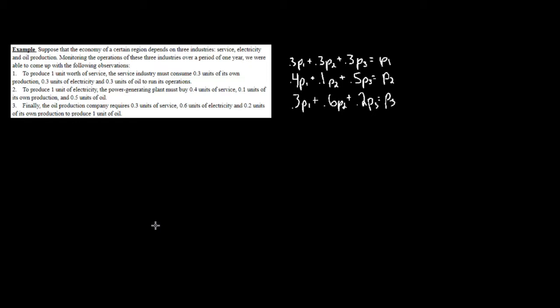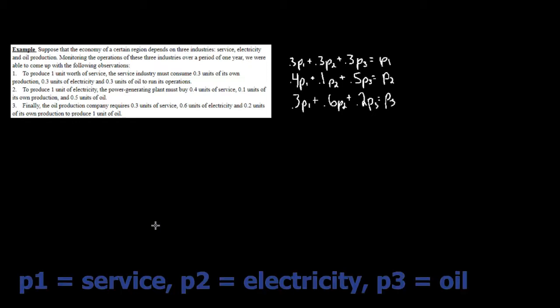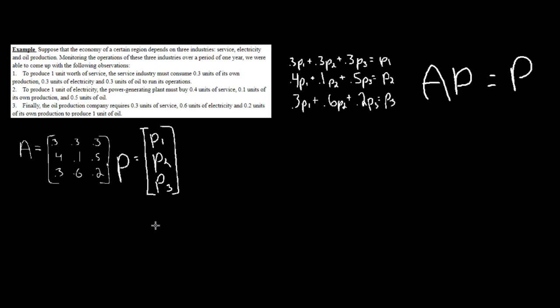As we've done with many other linear systems in this class, we can create a matrix from the consumption coefficients, and we can use that to represent the system with the equation AP equals P, with A equal to the coefficients in a matrix and P equal to P1, P2, P3.